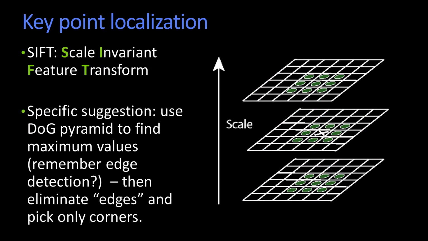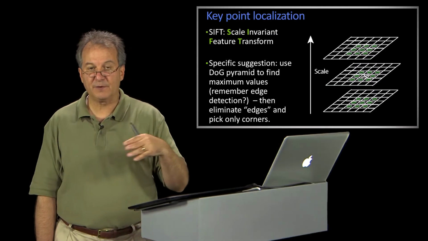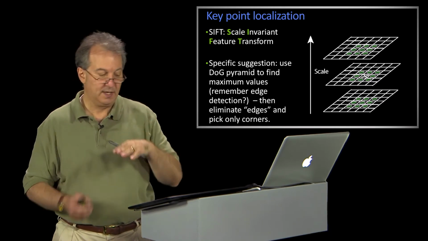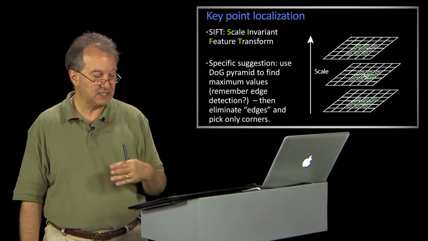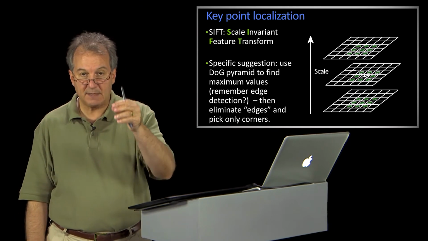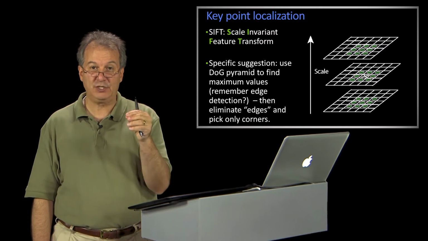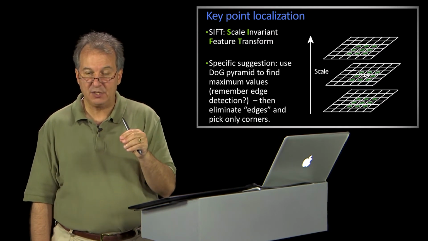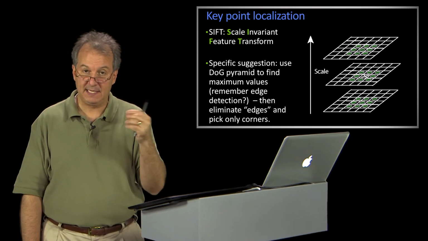A specific way of using that scale space was suggested by David Lowe in the SIFT paper. There was a specific suggestion to do this difference of Gaussian pyramid. What I mean by that is you do it at different scales and over space to find maximum values in all those. Now, sometimes you might land along edges. So you're on a maximum value, but it's really just the maximum along an edge. So what you have to do is eliminate the edge points.